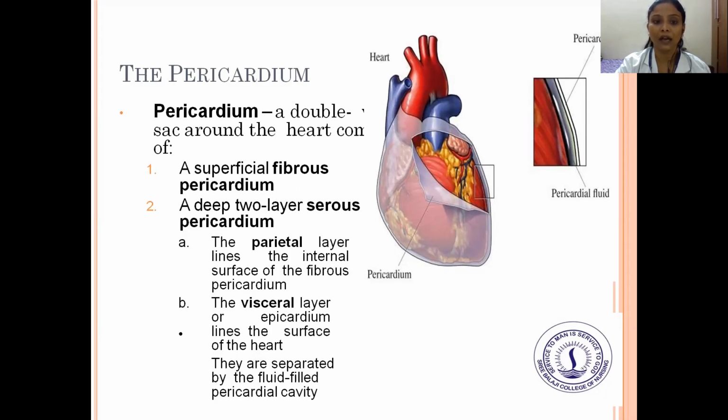The pericardium, a double sac around the heart, consists of the following: a superficial fibrous pericardium and a deep two-layer serous pericardium. The first is the parietal layer, which lies on the internal surface of the fibrous pericardium. The visceral layer, or epicardium, lies on the surface of the heart. They are separated by the fluid-filled pericardial cavity.